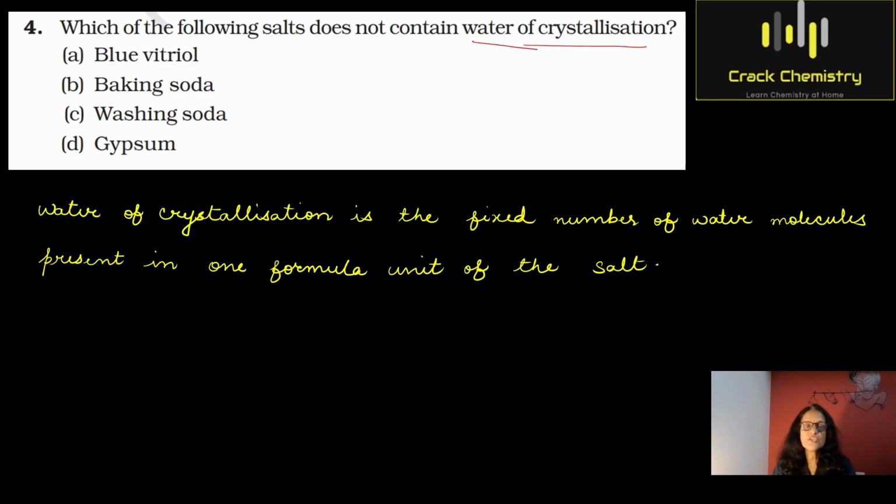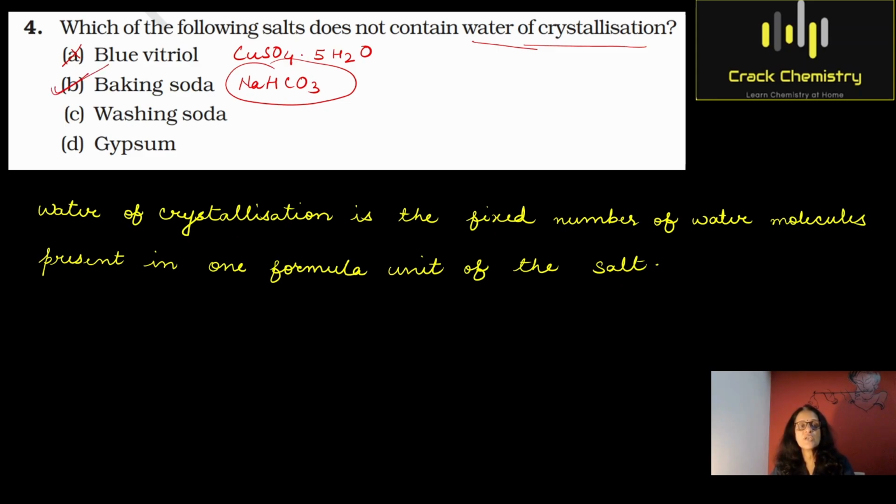Students, the first option is blue vitriol. It is copper sulfate pentahydrate. It has 5 H2O molecules in the form of water of crystallization. Its formula is CuSO4.5H2O. It means the first option is the wrong option. Then second, they are asking about baking soda. Students, baking soda is sodium hydrogen carbonate. It is also called sodium bicarbonate. Its formula is NaHCO3. You can see that it has no water of crystallization. So the correct option is option B, which is baking soda.